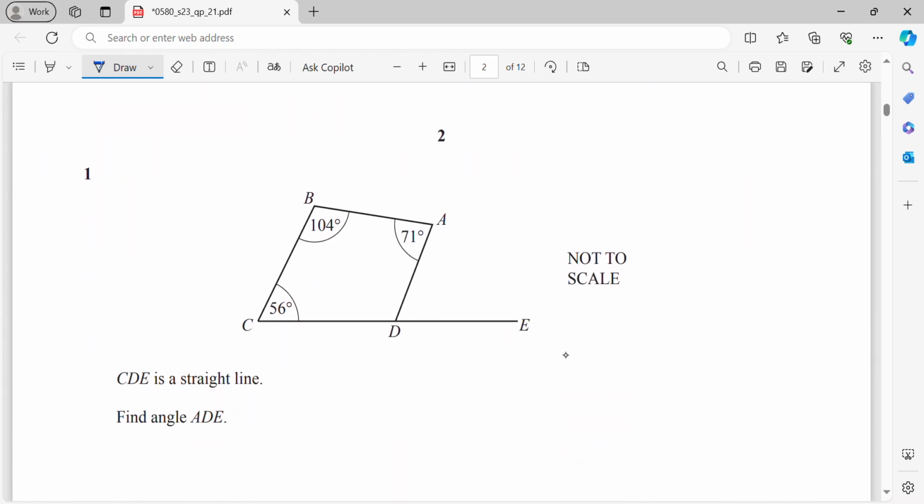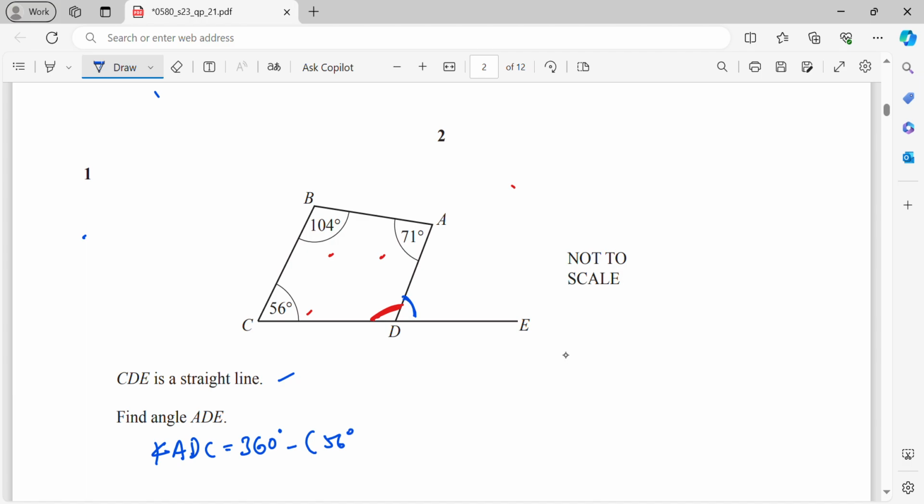For question number 1, CDE is a straight line. Find angle ADE. This is the angle ADE. So from here, I know that the angle ADE is 180 minus the next angle. This angle is basically 360 minus these three angles, because the total of the angles in a quadrilateral is 360 degrees. Therefore, I will write this red color is basically angle ADC. So angle ADC is 360 minus the sum of the three angles.